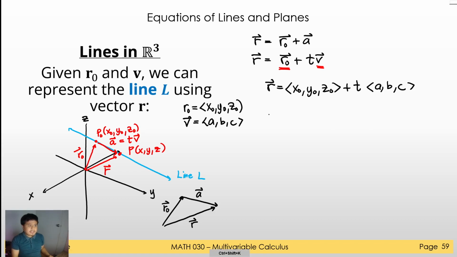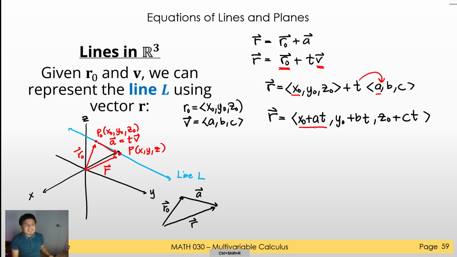And if we simplify this, we can represent this vector R. We have a multiplication of a scalar to this vector, and then we can add the two using the addition of two vectors. Therefore, we can say x sub 0 plus a times t for the first term, and then we have y sub 0 plus b times t, and then z sub 0 plus c times t.